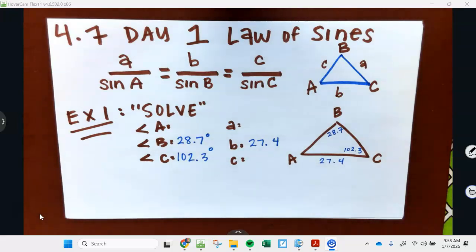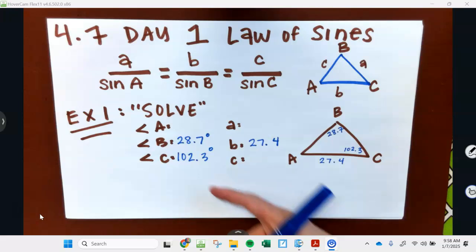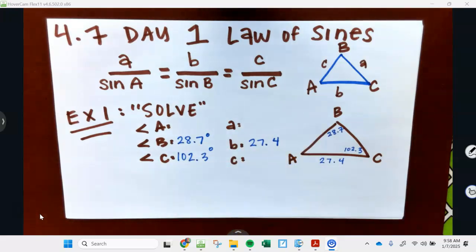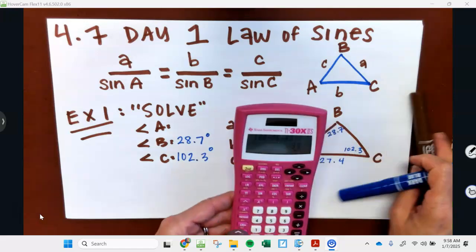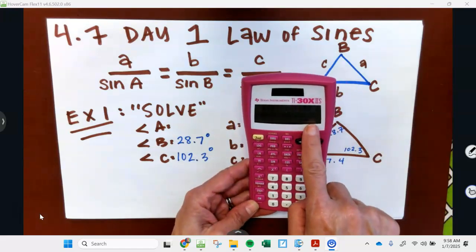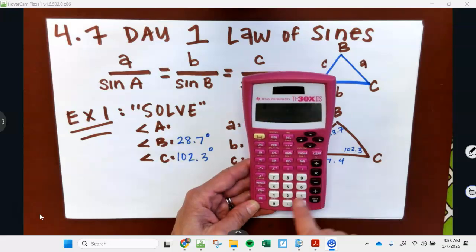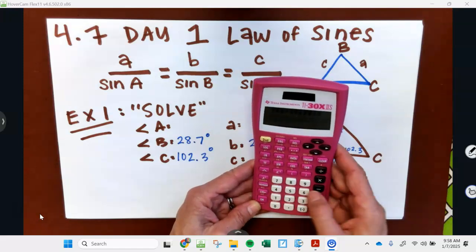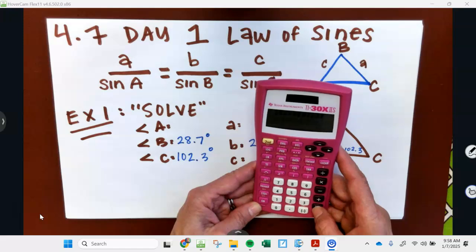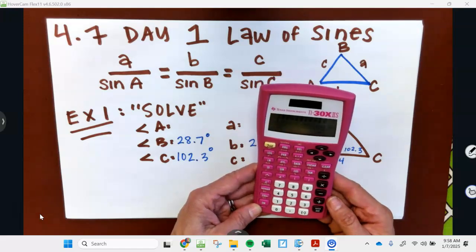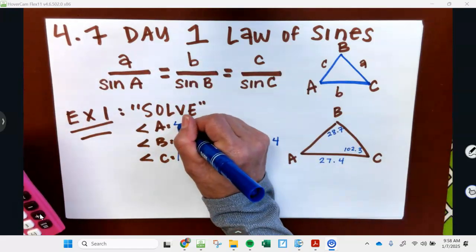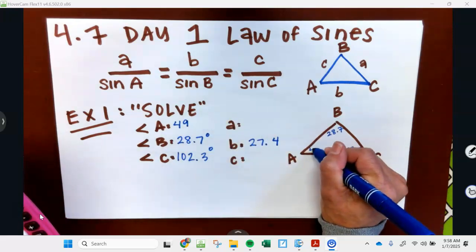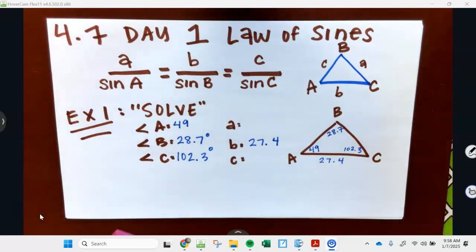All right, let's go ahead and find angle A. So easy. It's just 180 minus these. So turn on your calculator. And guys, make sure it's in degree mode. Always check that it says DEG at the bottom. And y'all, let's just find angle A. So just 180 minus 28.7 minus 102.3. Angle A, you should just get an even 49 degrees. So let's write that down, 49 degrees. We're rolling. We only need 2 leg measures now.